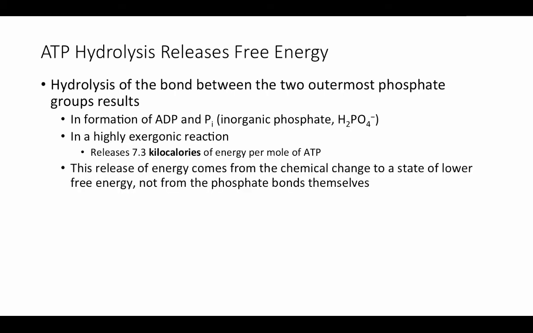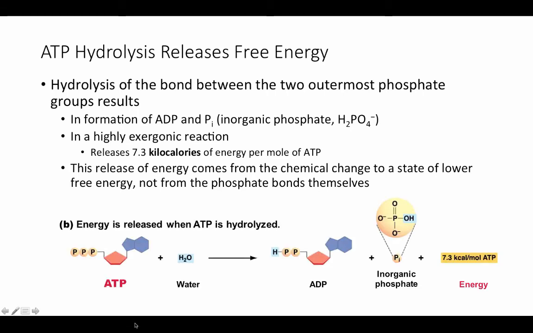So this release of energy comes from the chemical change to a state of lower free energy, not from the phosphate bonds themselves. This is from going from a higher energy state to a lower energy state. And here is just a visual of what we just talked about. So here's our adenosine triphosphate, ATP, with a ribose sugar, an adenine nitrogenous base, and then our 3 phosphate groups, which is going to combine with water in a hydrolysis reaction. 1 hydrogen is going to be added to the last phosphate group. The other hydrogen and the oxygen are going to be added to the inorganic phosphate, and then 7.3 kilocalories per mole of ATP of energy is released.